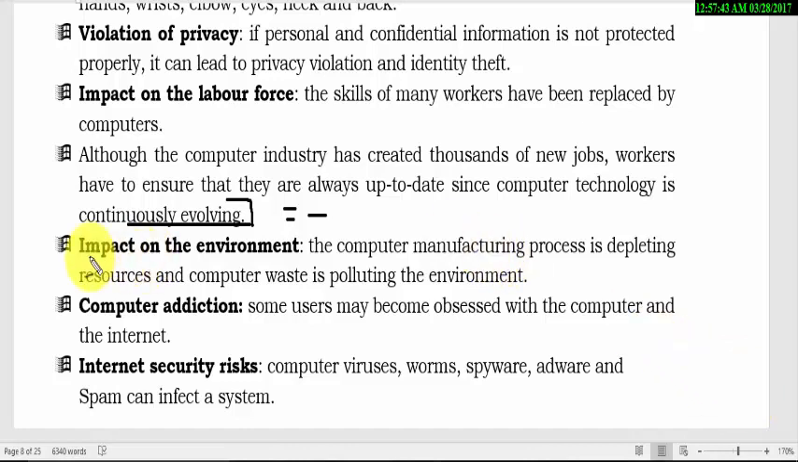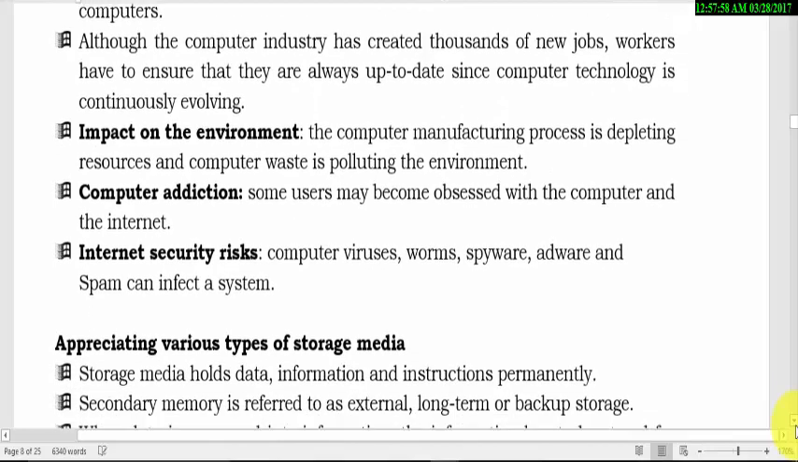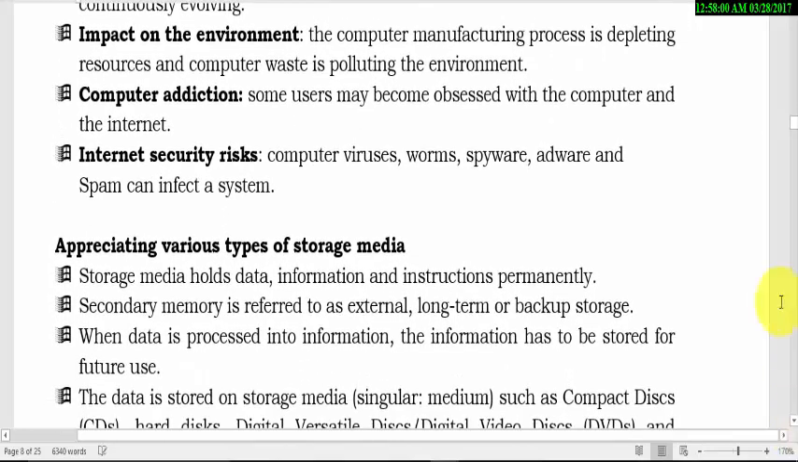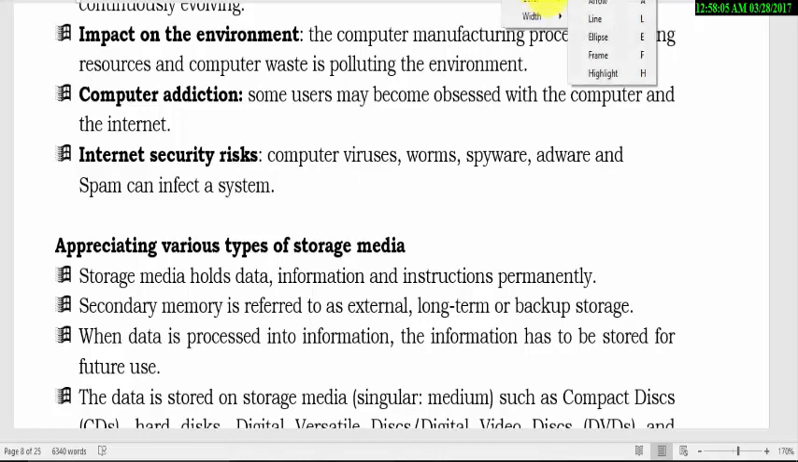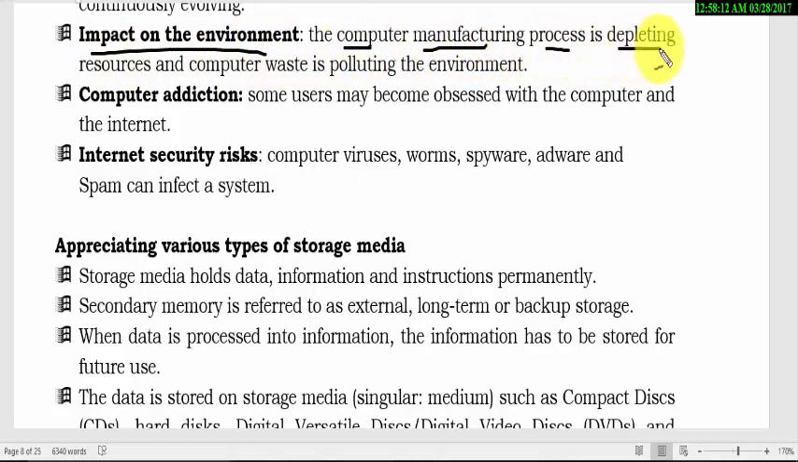Then the other part is the impact on the environment. So now what we are saying is that computers also have a bad impact on the environment. We are looking at disadvantages of a computer. For example, here in Africa, this is where whites are throwing all their damaged computers. So what we are saying is that the computer manufacturing process is depleting resources, and computer waste is polluting the environment.